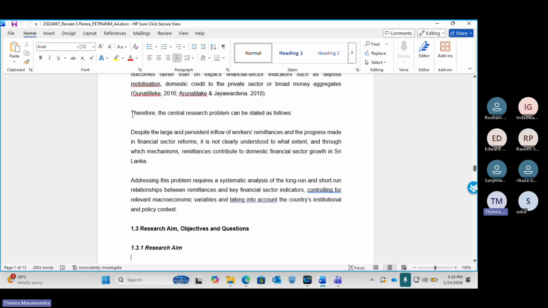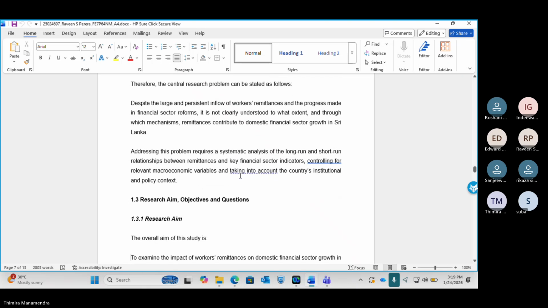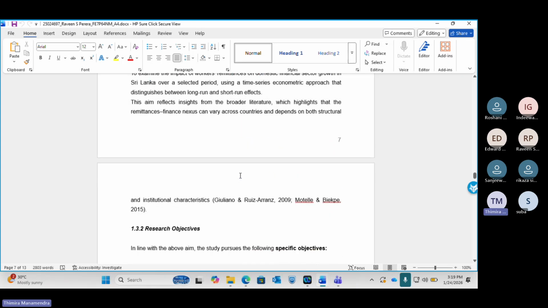And at the end, he's saying, therefore, the central research problem can be stated as this. This is a very, very good approach. I prefer if you can learn from Ravin, and if you also can improve in this way if you want. Overall, this is a very good one. Research aim, objective.